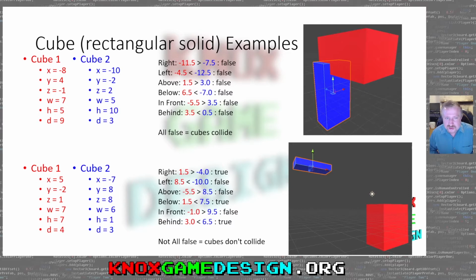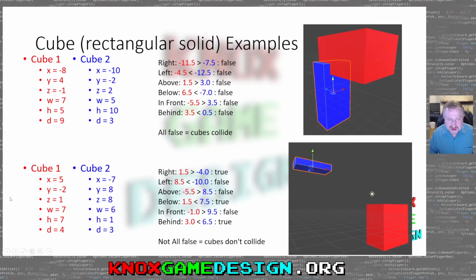Then you got a second cube, x is -10. And you can actually see the 3D coordinates right here. So the red arrow is x, the green arrow is y, and the blue arrow is z. So that's the coordinate system right there. The second cube has a width of 5, a height of 10, and a depth of 3. So we run all those checks, and we find out that they're all false. So that means that the cubes do collide.